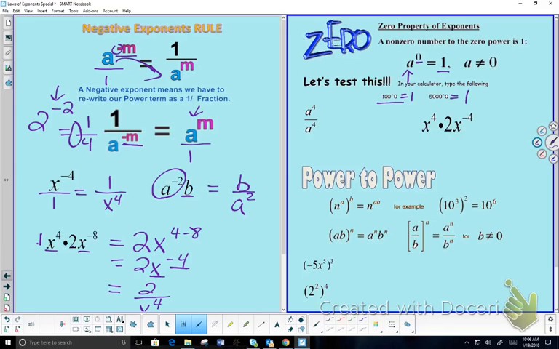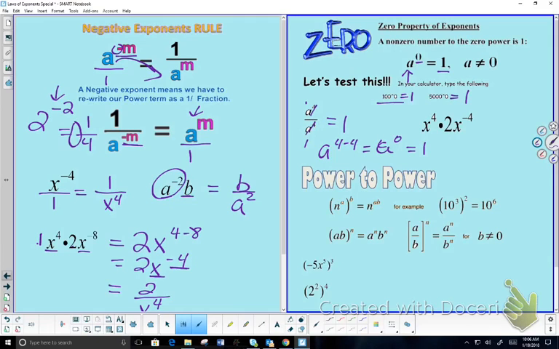So when I look at this a to the 4th over a to the 4th, well, those are the exact same, right? So they could actually cancel out and they become 1. Well, we know it that way. We also know that we could do a 4 minus 4, which would give us a to the 0 power. And we know a to the 0 power is also 1. So that's 2 ways of looking at it.